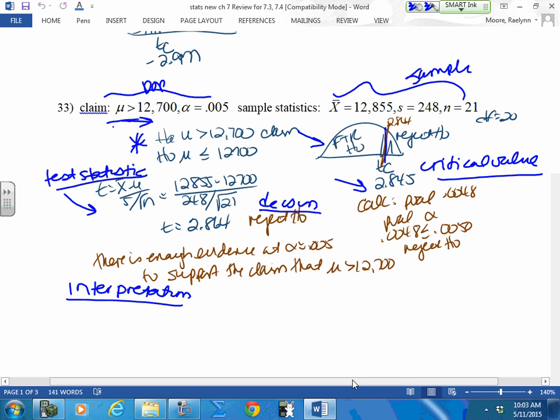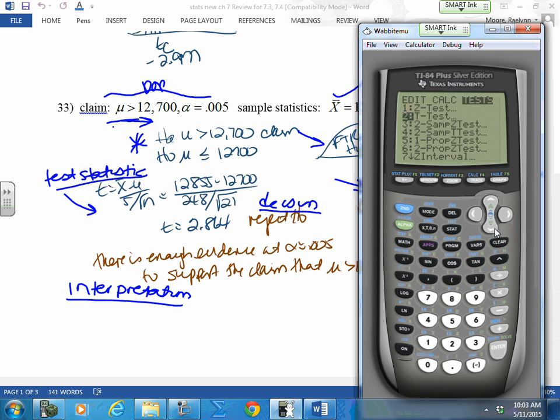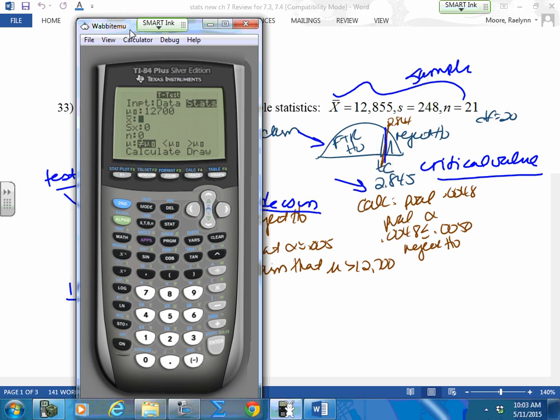Remember, there's no way to find your p-value off of this. You can only find your p-value with your calculator. Your calculator says stat, test, t-test. You can enter all this information in your t-test. Your population mean is 12,700. Your sample mean is 12,855. Your sample standard deviation, N, use your N, not your degrees of freedom. And your tail is your right tail test. Go down here, calculate. There's your t-score, there's your p-value.